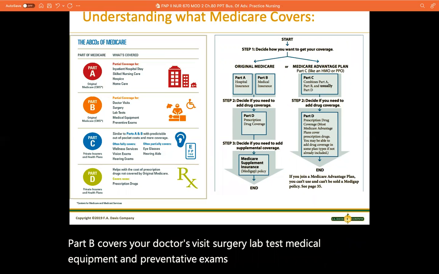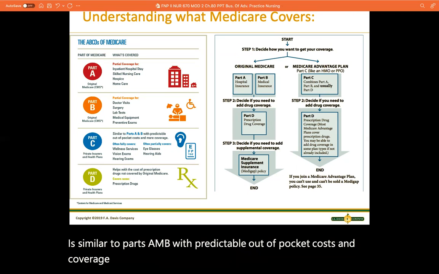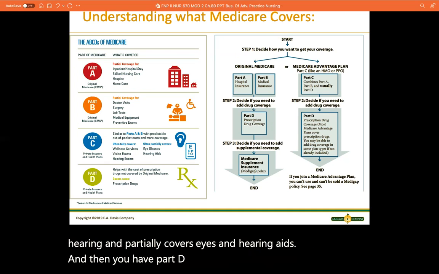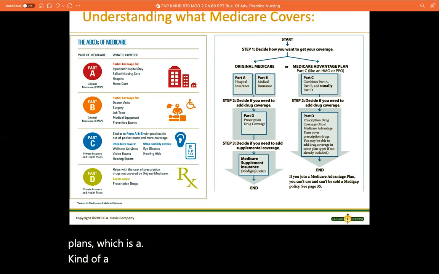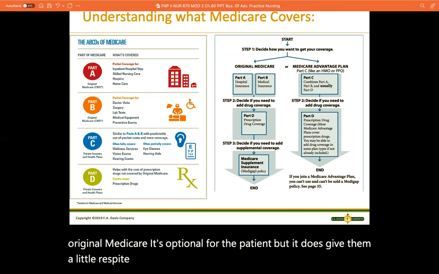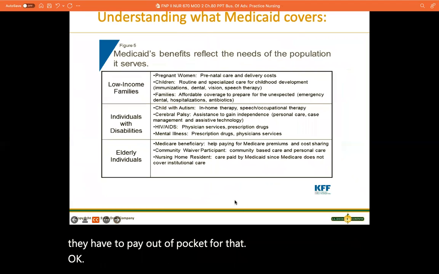Part C is similar to Parts A and B with predictable out-of-pocket costs and coverage. And they often will fully cover wellness, vision, and hearing, and partially cover eyes and hearing aids. And then you have Part D, which also is private insurer and health plans, which is a kind of prescription drug program that's not covered by the original Medicare. It's optional for the patient, but it does give them a little respite from their prescription drugs and how much they have to pay out of pocket for that. So that's in terms of what Medicare covers.